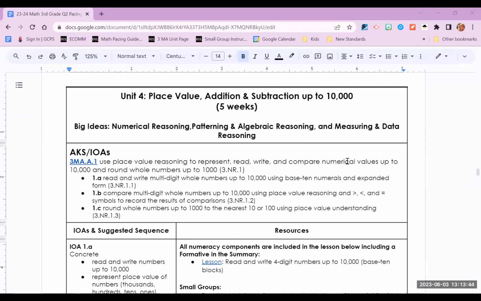In the next box, we will see the first AKS and IOAs that will appear in the unit. Unit 4 begins with AKS 1. This unit has been divided into 2 parts, a focus on place value and then a focus on adding and subtracting within 10,000.